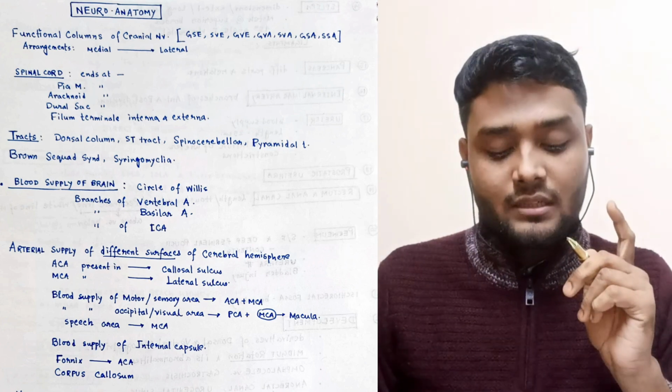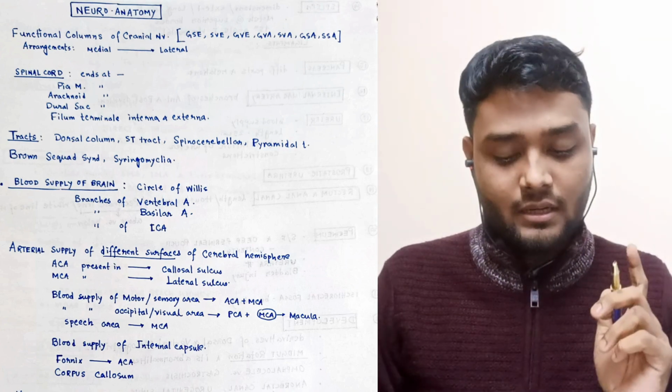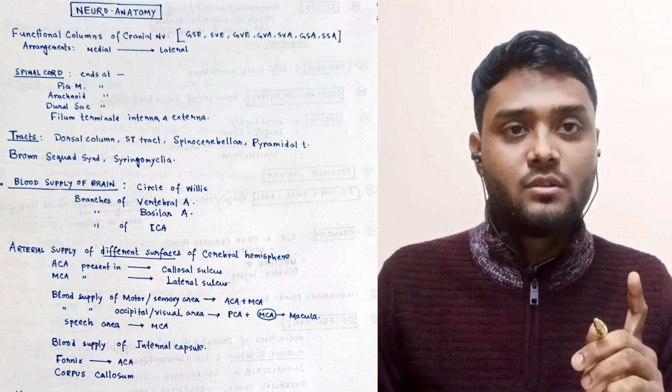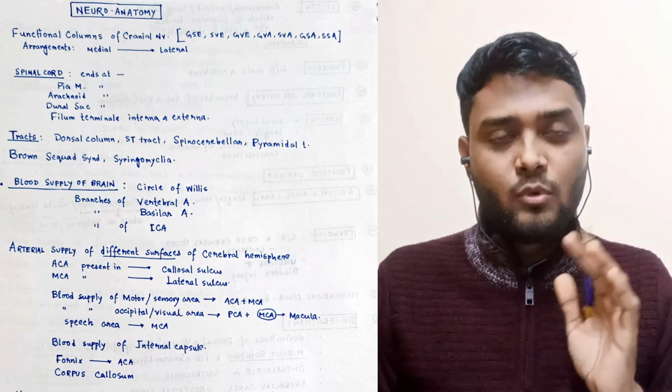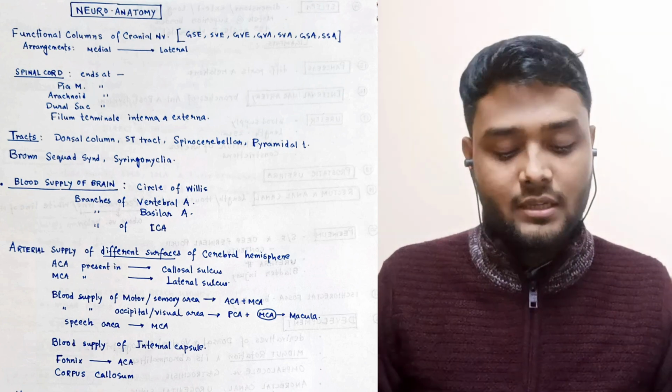Then the tracts like dorsal column, spinothalamic tract, spinocerebellar tract, and pyramidal tract. You need to read it. Okay, you can read it also from physiology, because in physiology these are more clinically relevant. Read about the Brown-Sequard syndrome and syringomyelia.